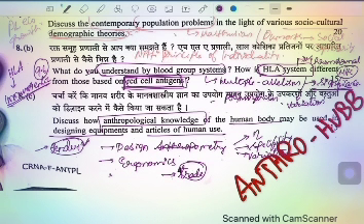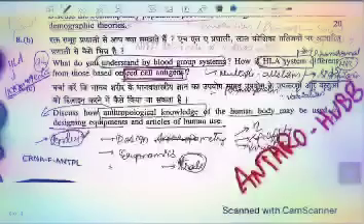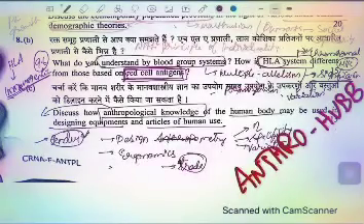Okay, so this fundamentally shows that anthropology as a subject is multi-dimensional in nature, and such knowledge has multiple applications, right? That is what this question is talking about. So this is all about the paper 1 discussion, right? Stay tuned for the paper 2 discussion, and please make use of such discussions.